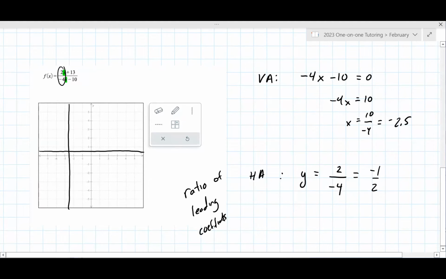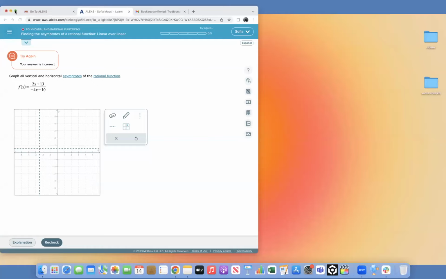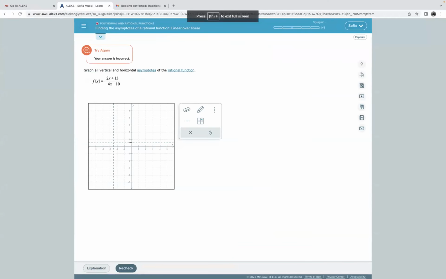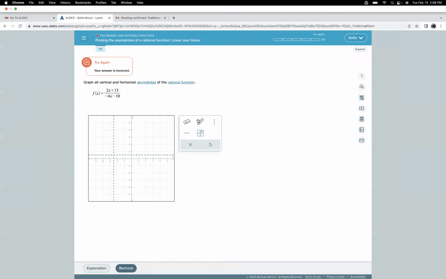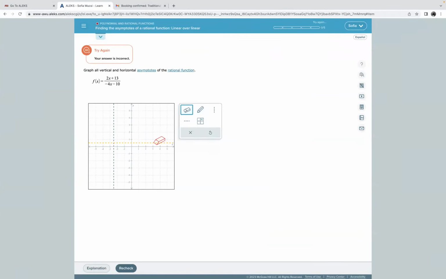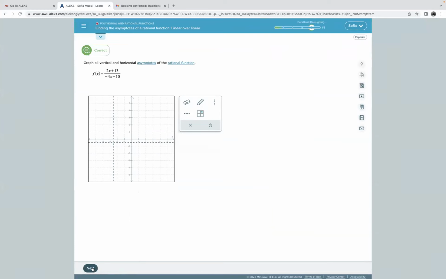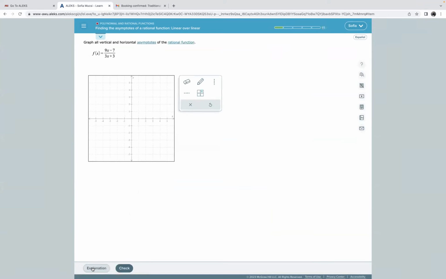Okay, I just entered that in. It said it's incorrect. I think I graphed it correctly. Oh wait, I'll just share my screen. This is the half, and then this is 2.5. I'm sorry, it's -1/2. I graphed it in the wrong spot. So then that horizontal one needs to go down below the x-axis. Right there. Yeah, that'll take it. Okay, I guess I can just try the next one.